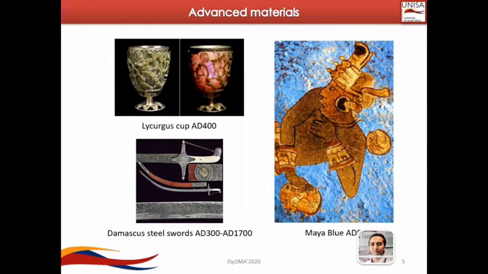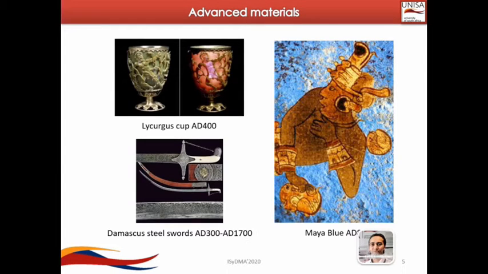Advanced materials were used for many centuries, and here I'm showing the known Lycurgus cup, which shows different colors at different lights. While it is a reflected light, the cup is green, and for the transmitted light, it is red. On the right side, a Maya figure in which they used a blue paint. It was found that this paint is very resistive and the color is slightly shiny. And recent studies showed that this paint is actually a mixture of indigo and palygorskite.